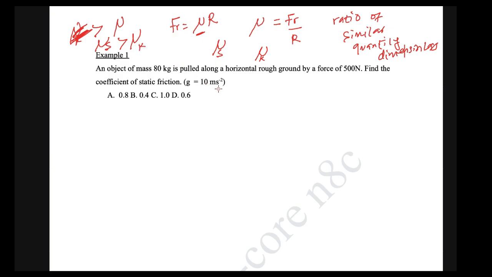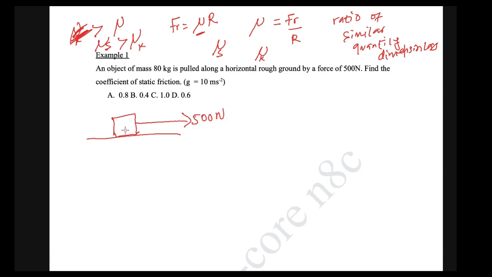All right, so having said that, let's go ahead and solve this. So let's try and picture it. An object of mass 80 kg, so let's say this is an 80 kilogram object, is pushed along a horizontal floor by a force of 500 Newton. So this is the force. Find the coefficient of static friction.